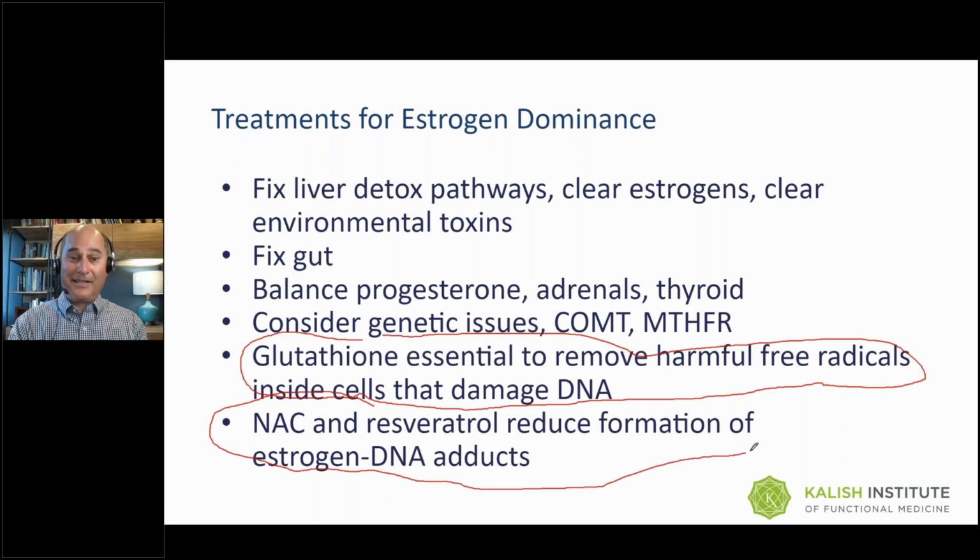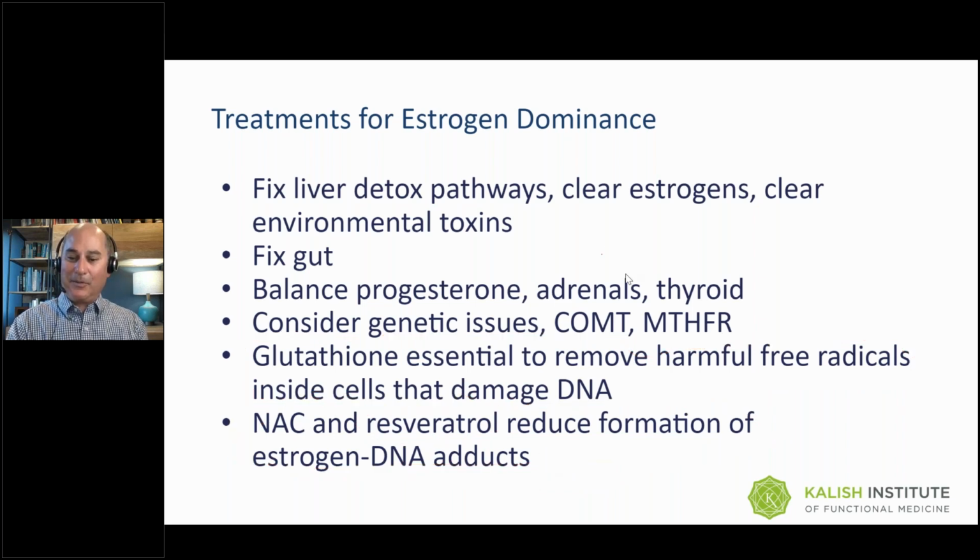You can use N-acetylcysteine, NAC, and resveratrol to reduce the formation of estrogen DNA adducts. And there's a whole bunch of studies on this that I just read recently. It's amazing people actually study this stuff. For all the seeming lack of interest in natural treatment programs among a lot of people, there's a lot of research on these things. Resveratrol has been proven to reduce DNA adducts that are related to estrogen. So is NAC. It's pretty amazing. And when you see the pathways, you're like, oh, okay, that totally makes sense. What else could possibly happen?